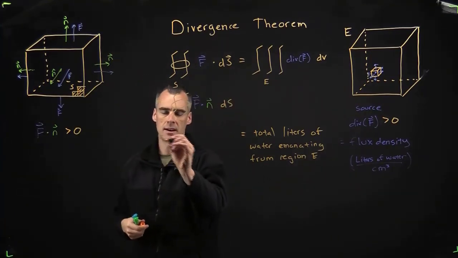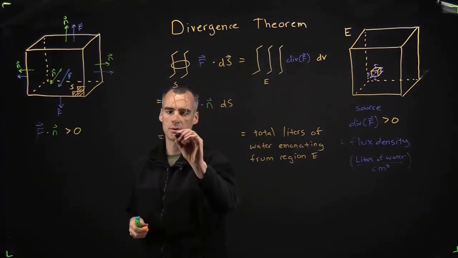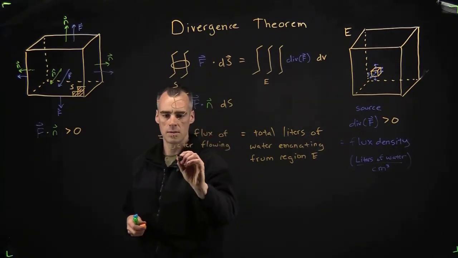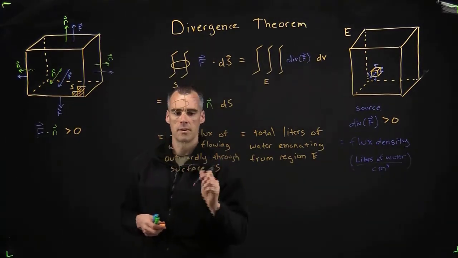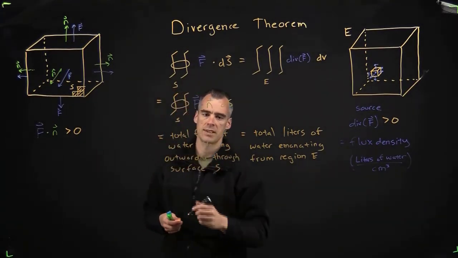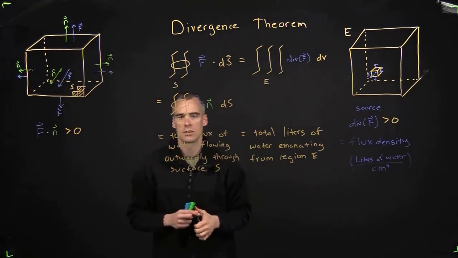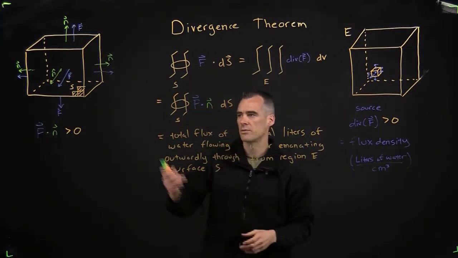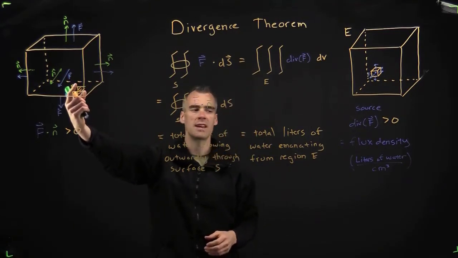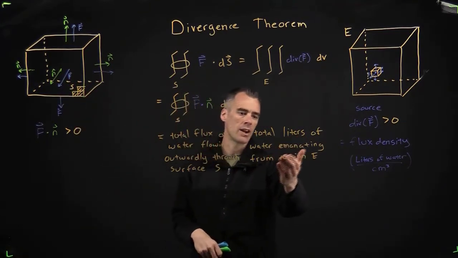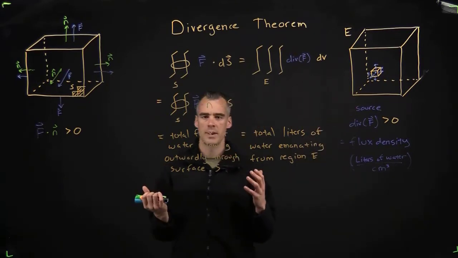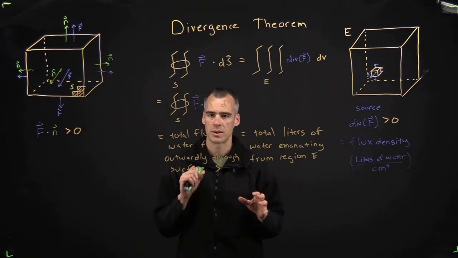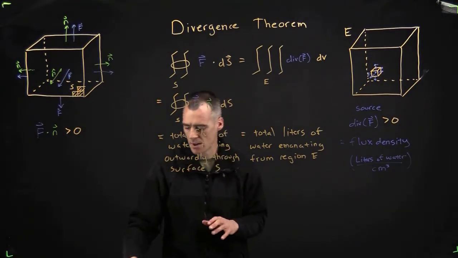And if we wanted to write down what this integral means, you could say maybe it's going to be the total flux flowing outwardly through our surface S. So hopefully you see that this equality here does hold, because the total flux of water flowing outwardly through our surface S is the same as the total liters of water emanating from region E. So this is a basic intuition behind it, but maybe it might help to add a little bit of complexity to our example here to get an appreciation of how things balance out.